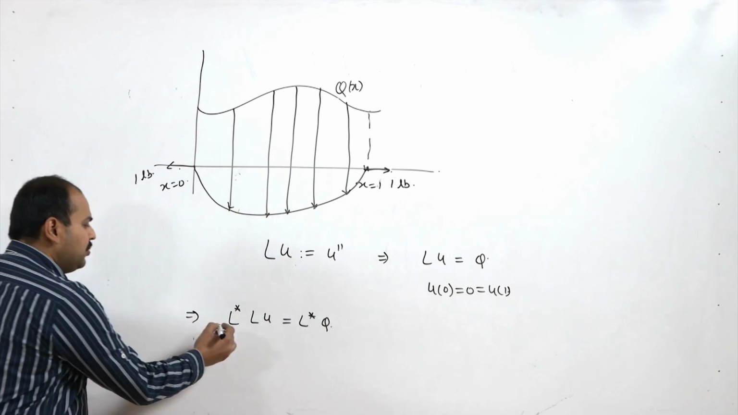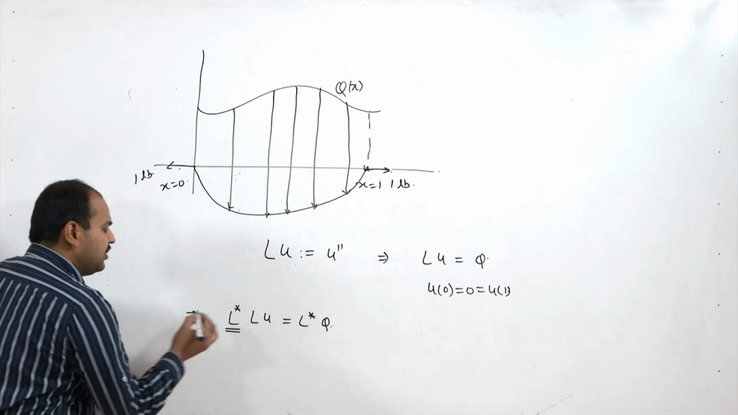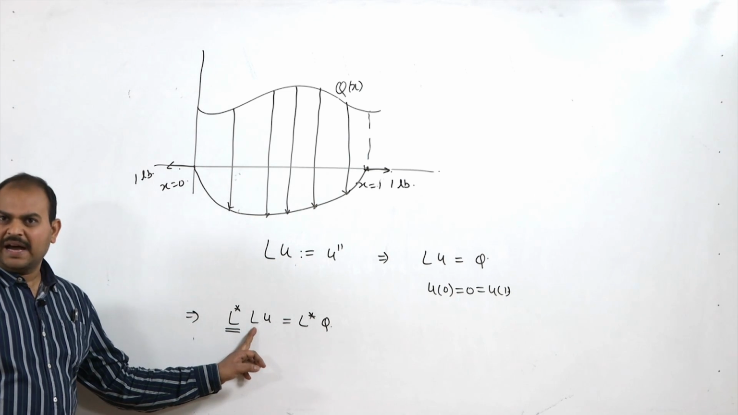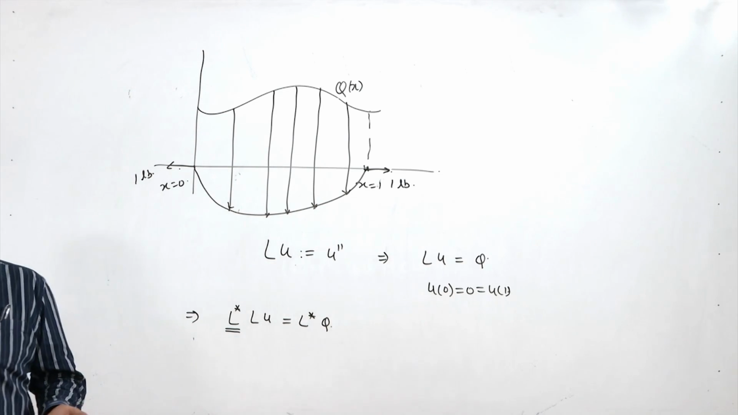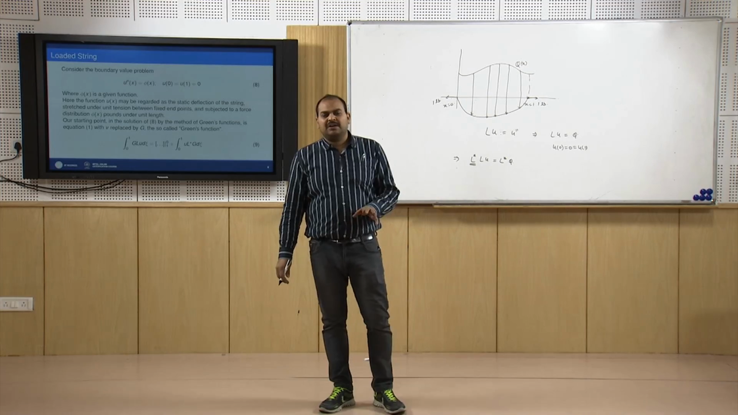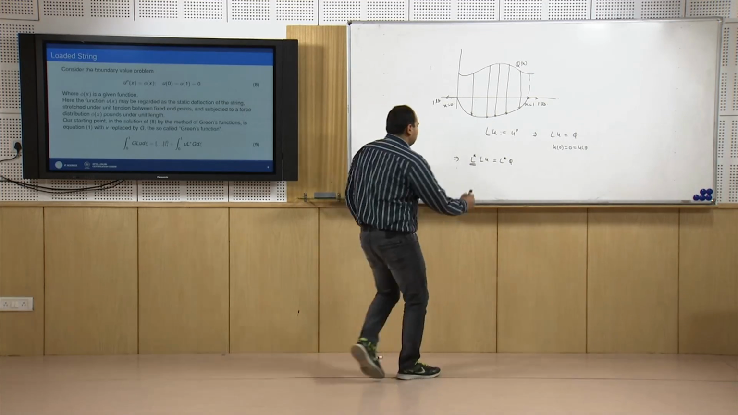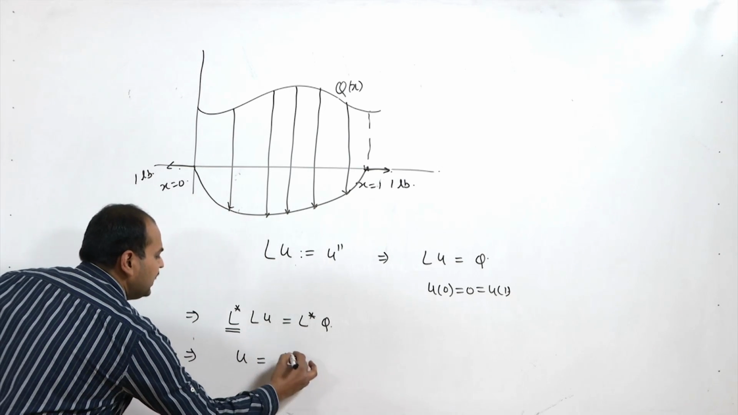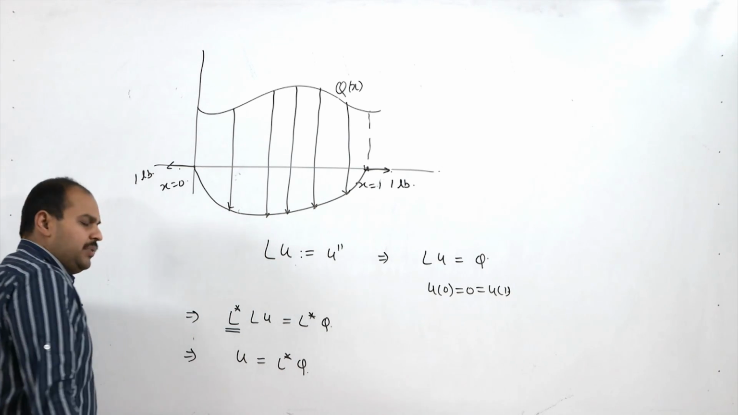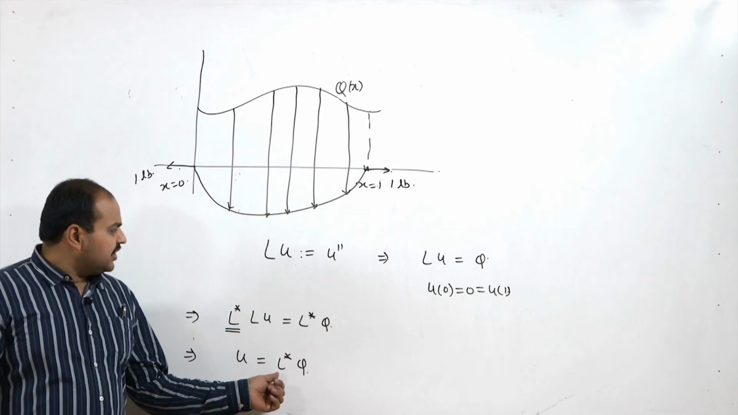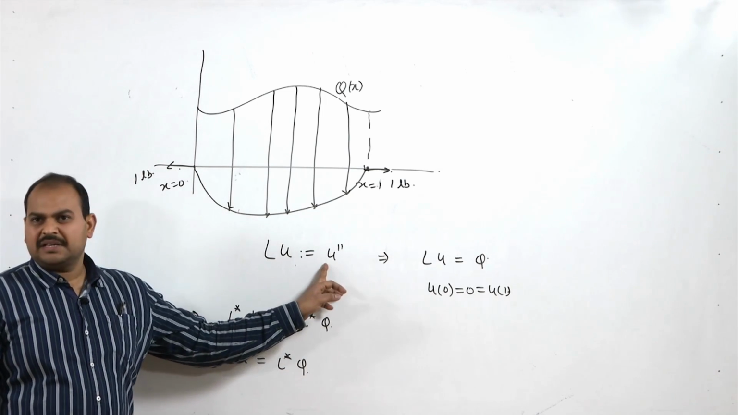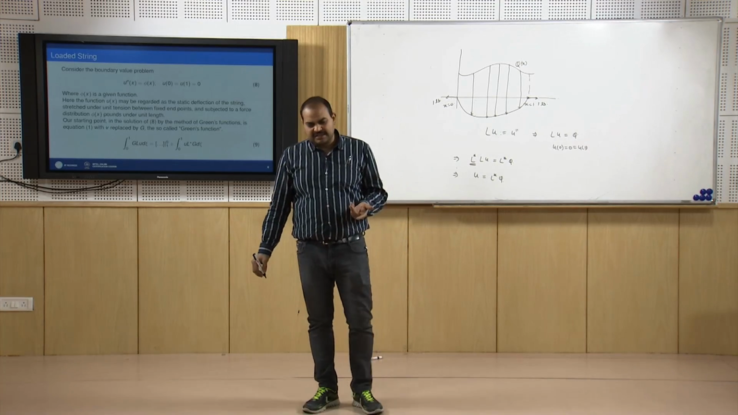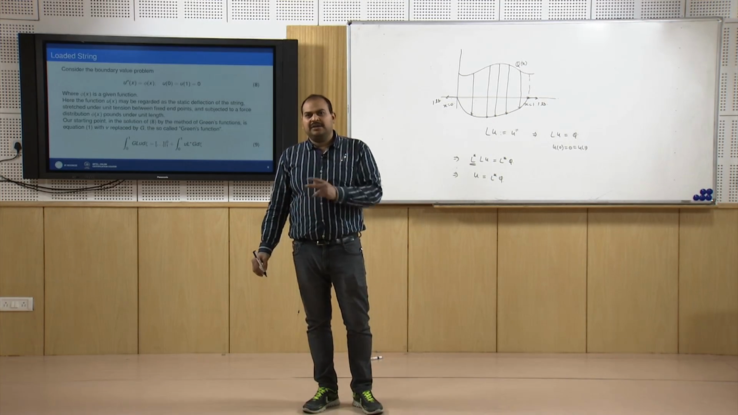Now we need to find this L star in a way such that L star L is going to be the identity, or I can say that this L star is going to be the right inverse of this L. So we simply say that u is going to be L star phi. Now since this L is defined as a differential operator, we may consider that L star is going to be an integral operator.